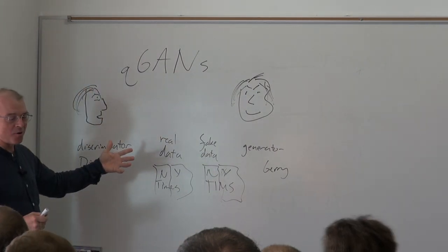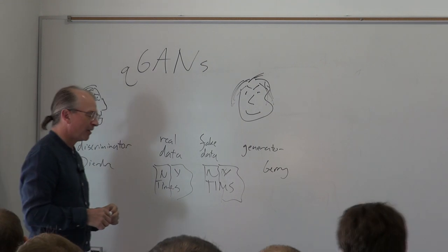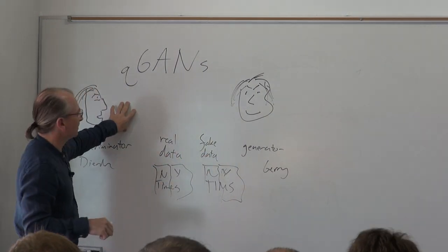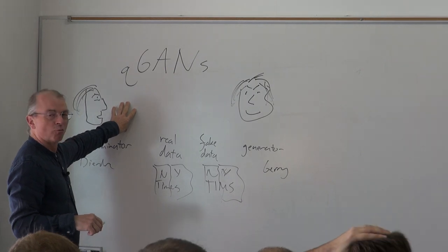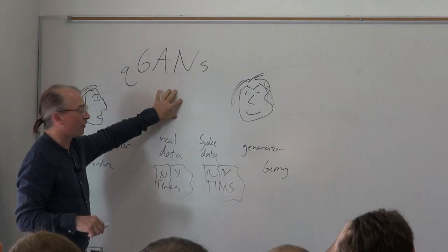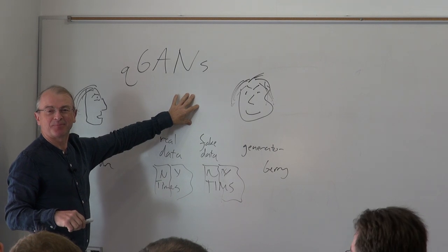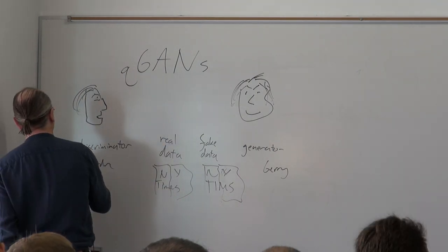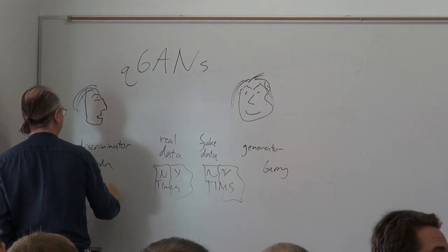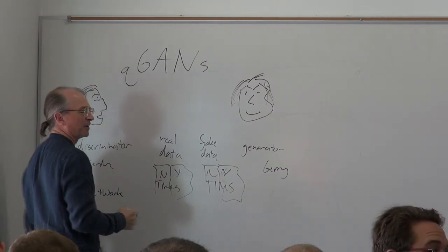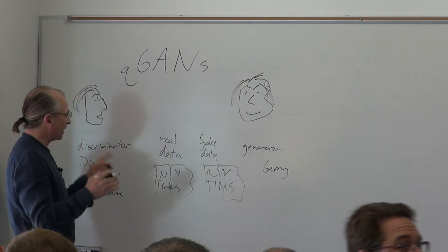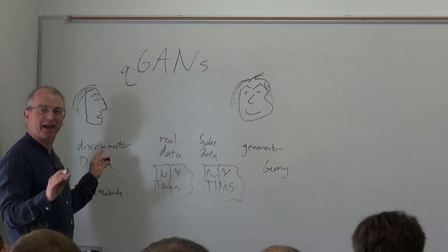The way that this game works, in its original version, I'm going to describe the simplest version, is that the discriminator is presented with either a real datum or a fake datum. She doesn't know which. And then she inputs that into her network, which could be a neural network, some kind of deep perceptron. And then she tries to decide, is it real or is it fake?